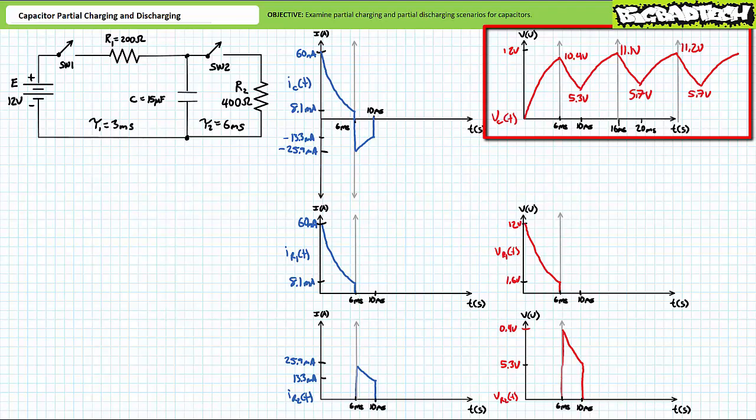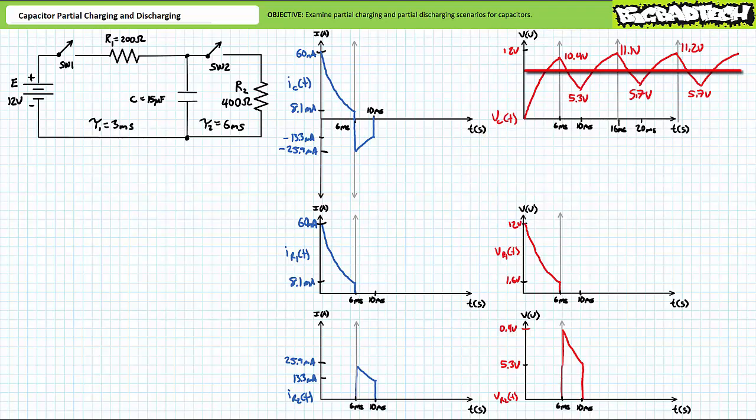Once conditions stabilize, ultimately these repeated partial charges and partial discharges yield a quasi-wave-like DC voltage across the capacitor that bounces between approximately 11.2 volts and 5.7 volts. Despite the peaks and valleys, what we've obtained is in effect some steady-state average DC value between 11.2 volts and 5.7 volts, i.e. something different than the constant 12 volts capable of being supplied by this source.